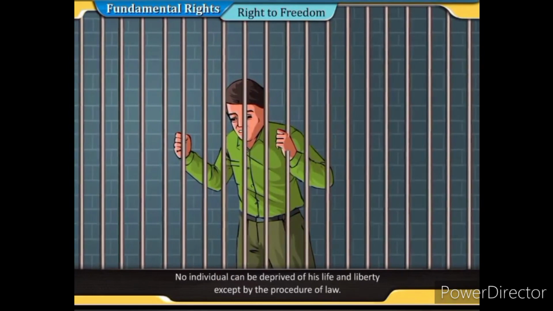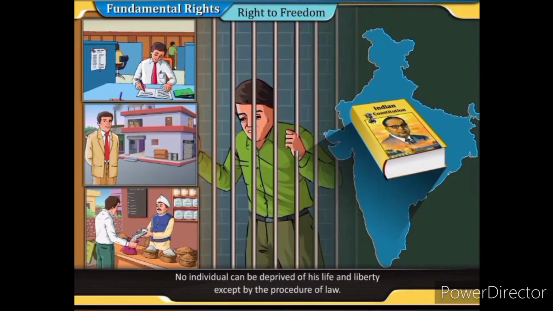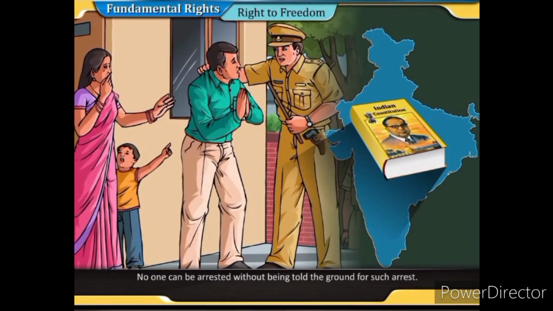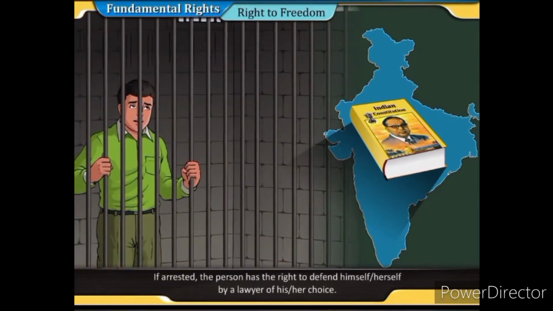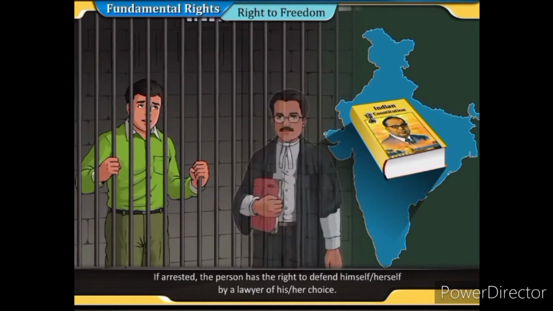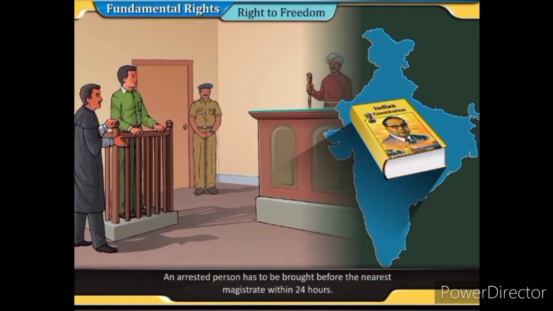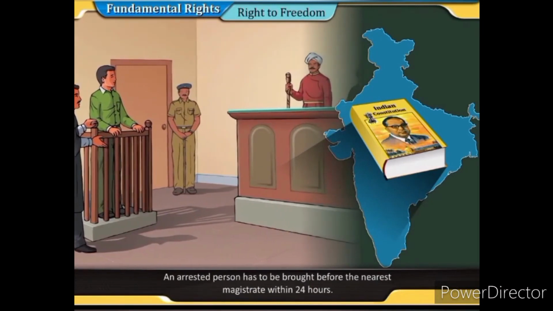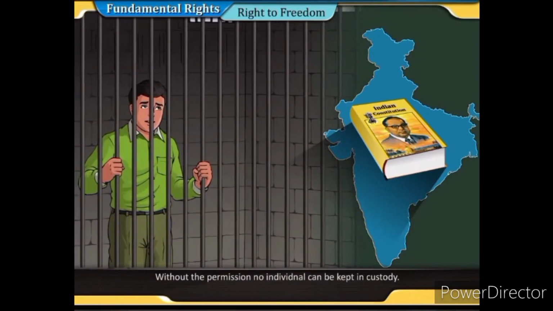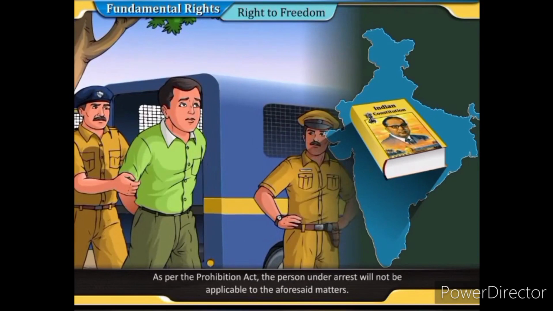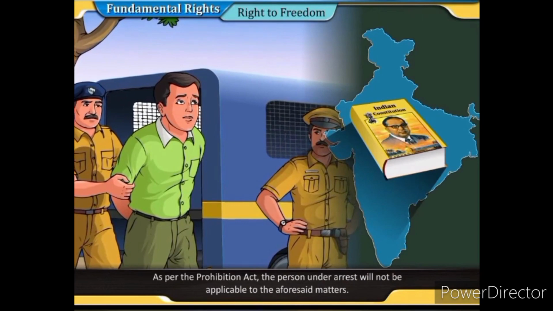No individual can be deprived of his life and liberty except by the procedure of law. No one can be arrested without being told the grounds for such arrest. If arrested, the person has the right to defend himself or herself by a lawyer of his or her choice. An arrested person has to be brought before the nearest magistrate within 24 hours. Without the magistrate's permission, no individual can be kept in custody. As per the Prohibition Act, the person under arrest will not be applicable to the aforesaid matters.